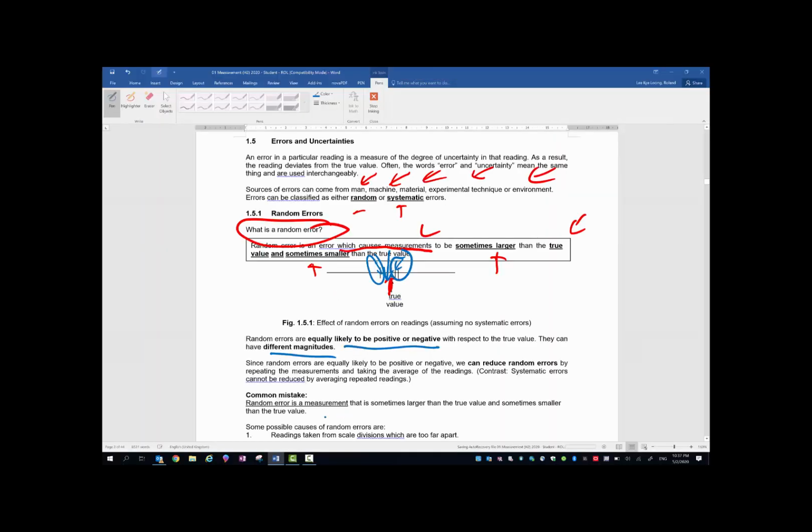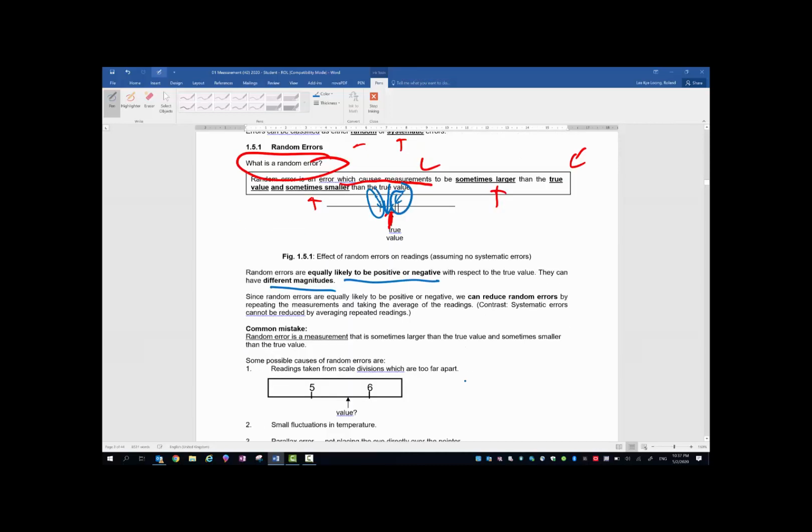Okay, now, common mistake, as listed here. Please do not write random error is a measurement that is sometimes... Remember, an error is not a measurement. So don't write it in this form.